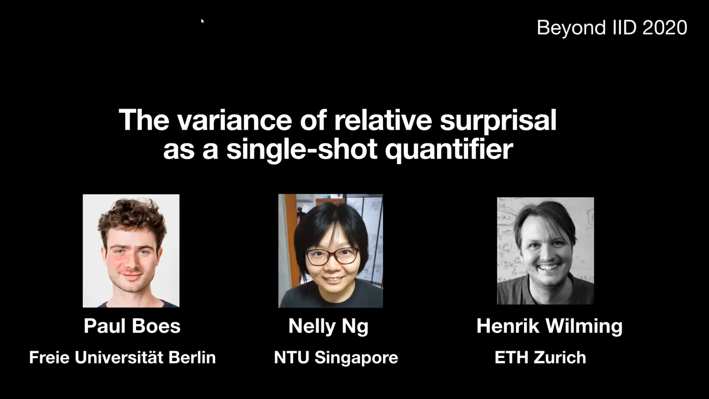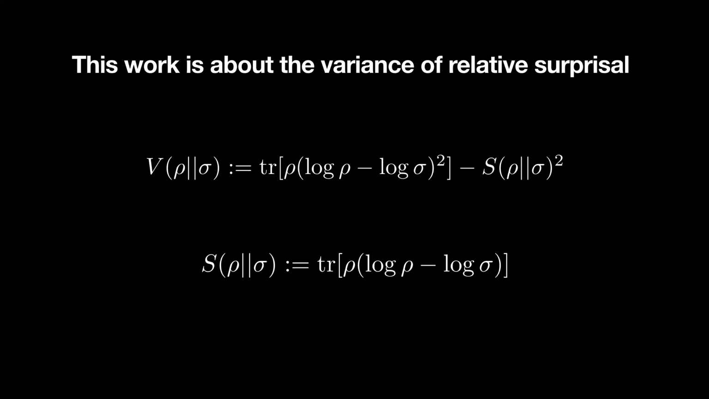This is joint work with Nelly Ung, who just moved to NTU Singapore to start her own group, and Henrik Wilming. The central quantity of this work is the variance of relative surprisal, which is also known as the var entropy, information variance, or relative variance, which is how I'm going to be referring to it in these 4 minutes here. It's defined like this. S(rho||sigma) here is just the relative entropy for given rho and sigma. And then the relative variance is essentially the variance of this relative surprisal operator around the relative entropy.